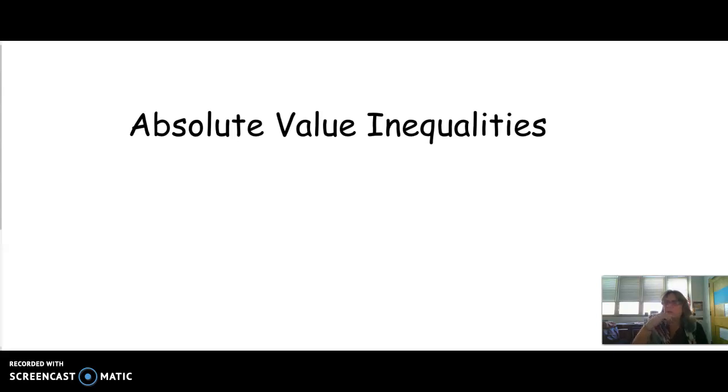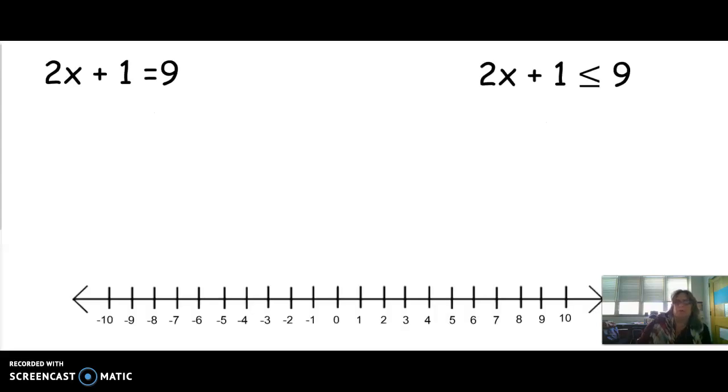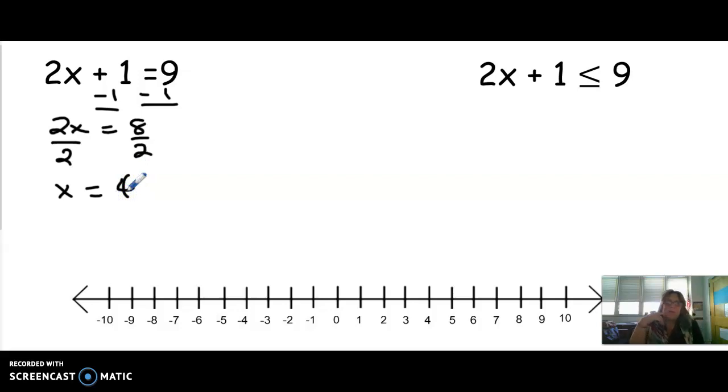All right, let's talk a little bit about absolute value inequalities that you learned from Algebra 1. This will be a pretty quick review. You're used to solving equations where you have an equal sign. So here, we would subtract 1 from both sides, and we get 2x is equal to 8. Divide by 2, so you get x is equal to 4. So that's your answer. Now, if we had the same equation over here, except we had an inequality sign.